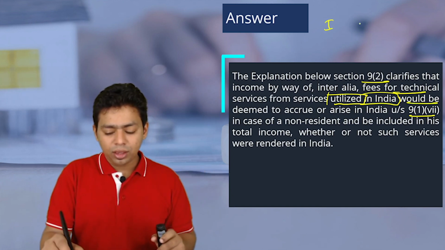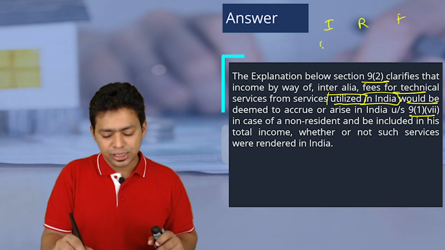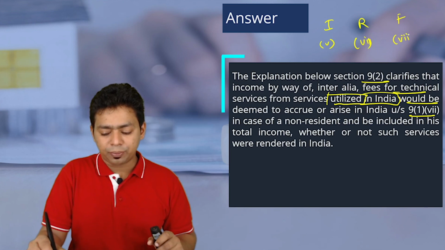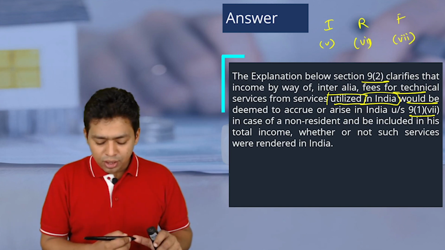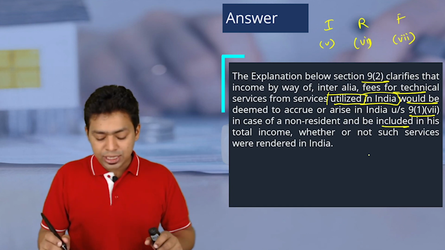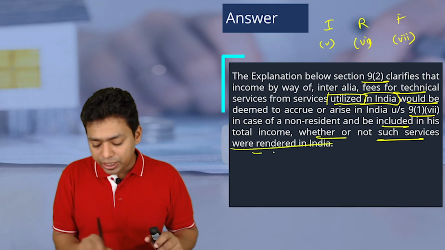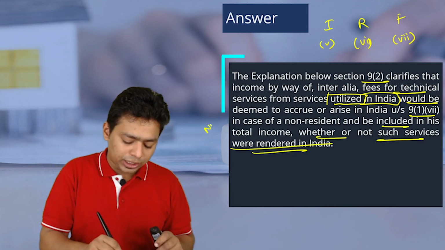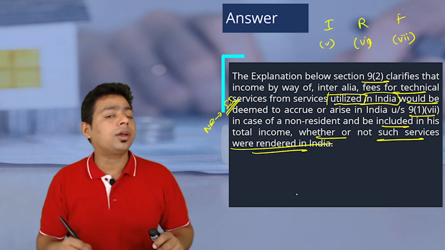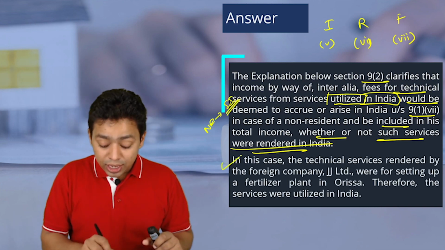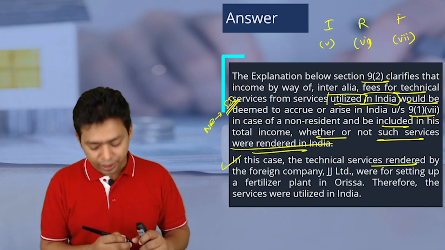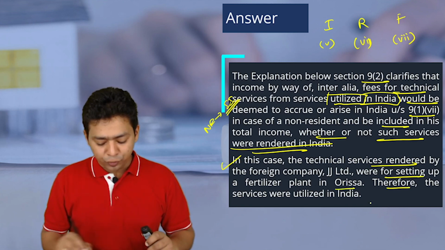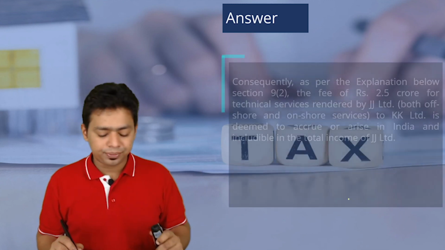So I, R, F. I is interest, which is given in subclause 5, royalty is given in subclause 6, and fees is given in subclause 7. So 9(1)(vii), in case of a non-resident, is to be included in his total income, whether or not such services were rendered in India. Whether you have rendered in India or outside India, still it is deemed to be accrued in India. And even if you are a non-resident, Indian income is taxable, which includes income deemed to accrue in India. In this case, the technical services rendered by the foreign company, JJ Limited, were for setting up a fertilizer plant in Odisha. Therefore, the services were utilized in India.